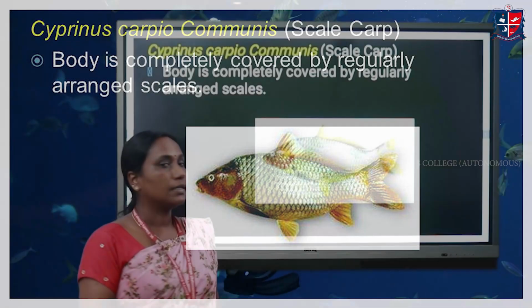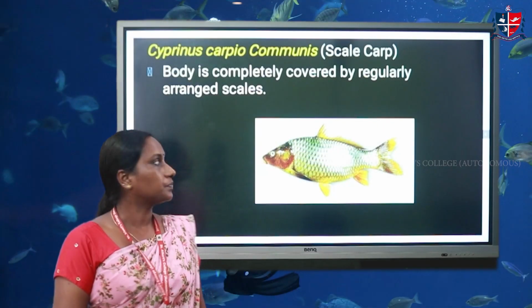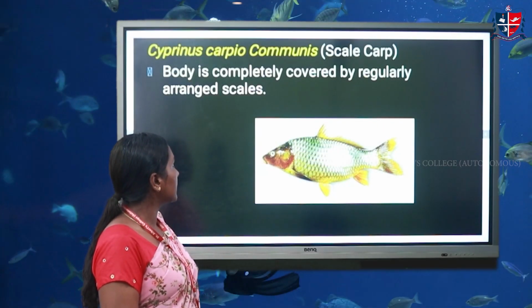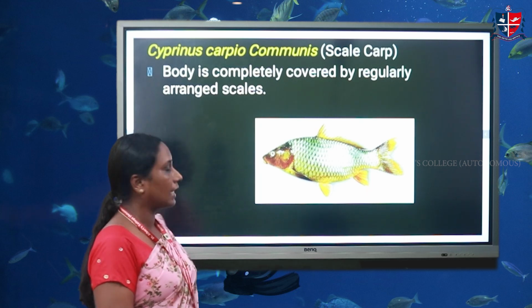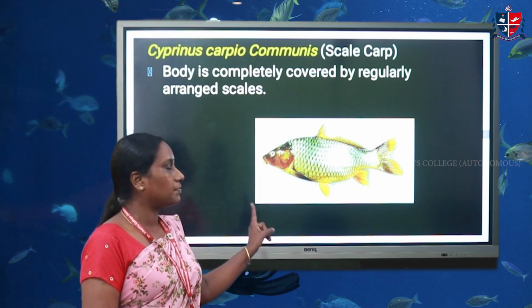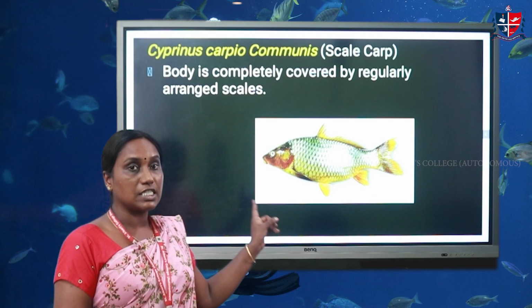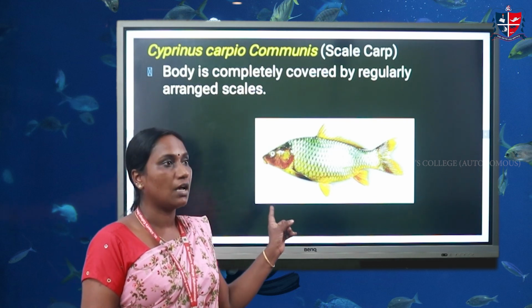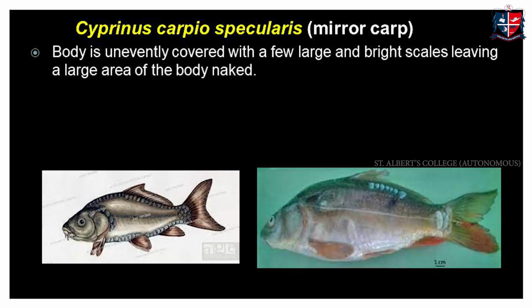First one is Cyprinus carpio communis. Its common name is scale carp. Its body is completely covered by regularly arranged scales, and this species is extensively used in culture in India as well as in other countries.